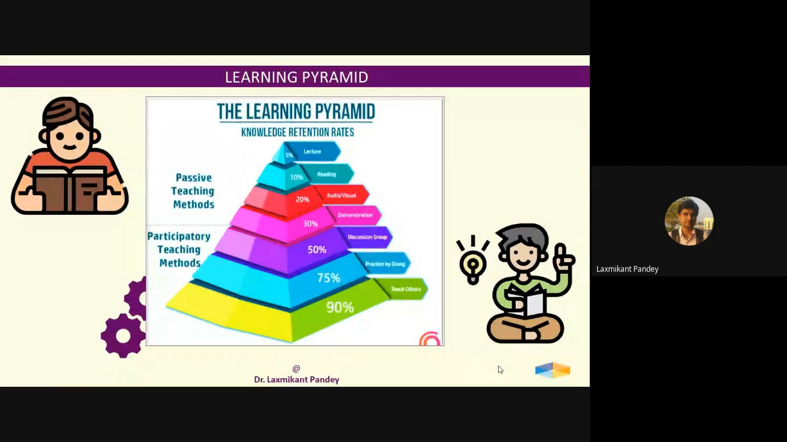One is called the passive teaching methods like lecture, reading, audio visual, demonstration. And the second broad category is participatory teaching method. It includes discussion, practice by doing, you can say the activity based learning or project based learning, and some other methods. So there is a vast difference between the knowledge retention. So this is what we call the learning pyramid.